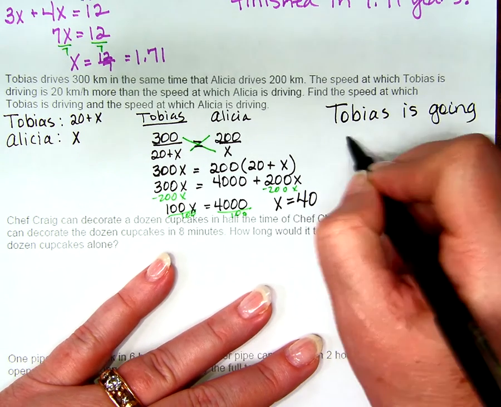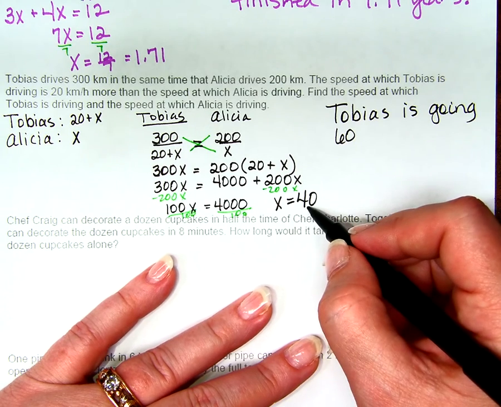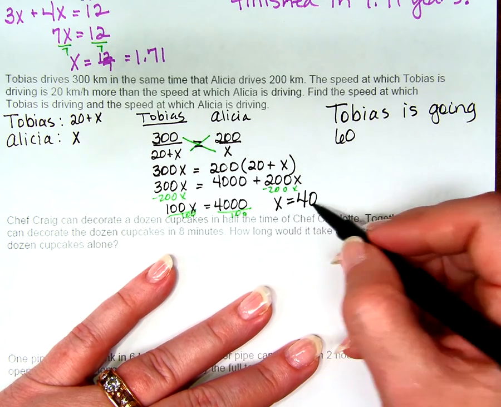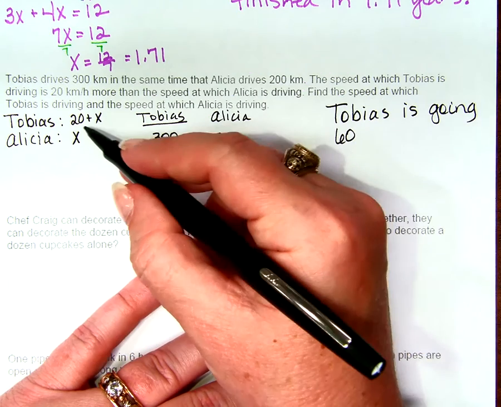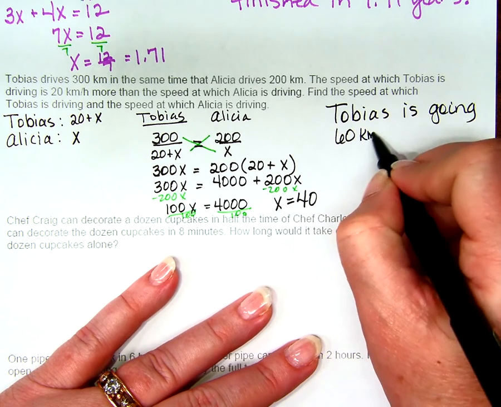Tobias is going 60. Wait, how'd you get 60? I got 40. Oh, x is Alicia. Tobias is x plus 20. So 20 kilometers per hour.